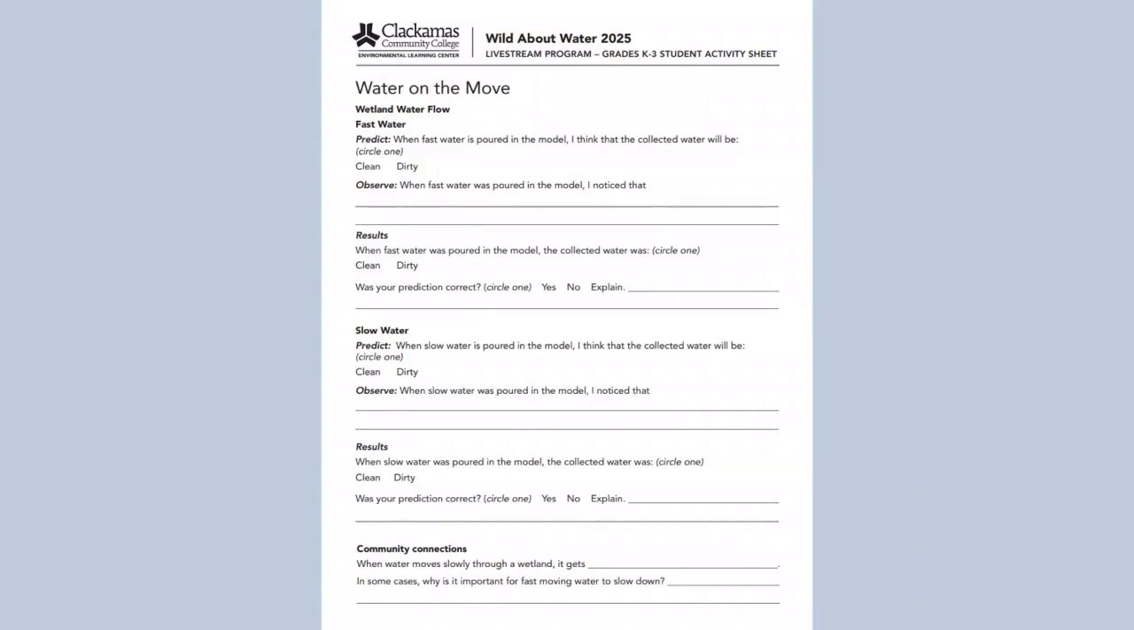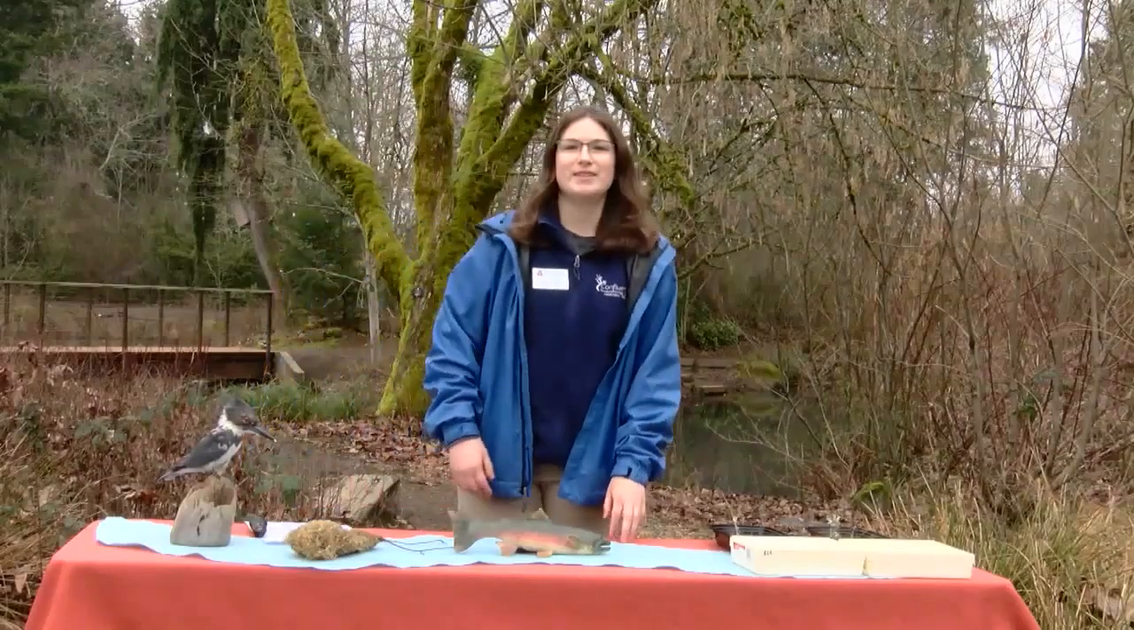And at the bottom, we have our community connections, because at the end of each episode, we want you to be able to take what you learned and take it back out into your own community. Today it says, when water moves slowly through a wetland, it gets blank. In some cases, why is it important for fast-moving water to slow down? And by the end of the episode, you will be able to answer those questions.